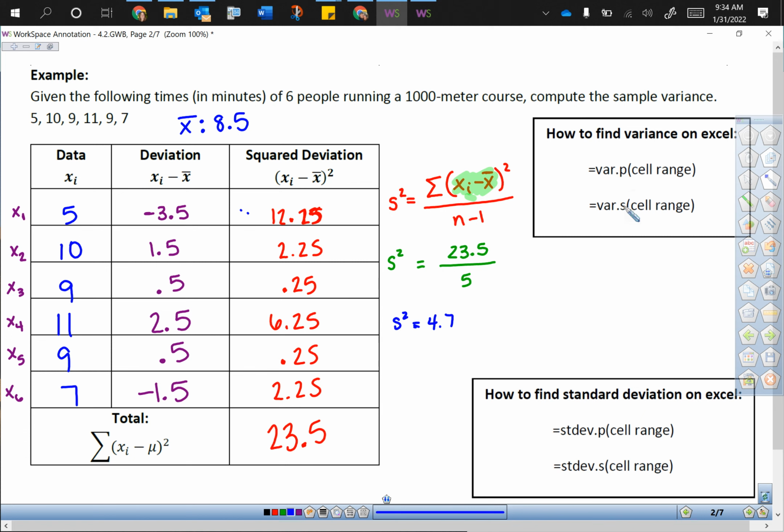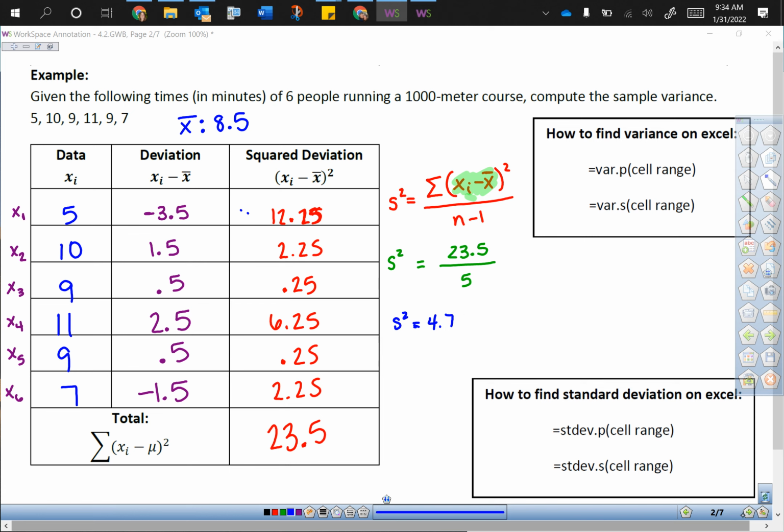And then you're going to notice that there are two options, .P and .S. What do you think those stand for? Population and sample. You have to be able to look at the data they give you and know: is this a population or a sample? Based off the formulas I gave you at the top of your page, those values are going to be different, because for one you divide by however many you have, and for the other you divide by one less than that. So this one we would have put VAR.S and then highlighted the cell range, and you would have gotten 4.7. Now, the standard deviation is something similar, and we're going to talk about that in just a minute.